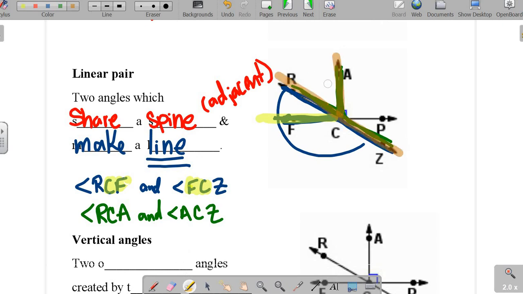Share a spine, make a line. Notice again the common letters. That's what makes them adjacent. So a linear pair is a pair of angles that share a spine and they make a line.